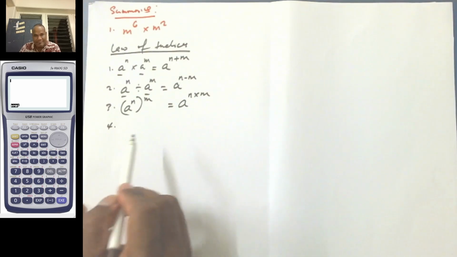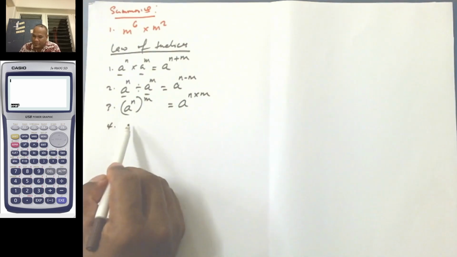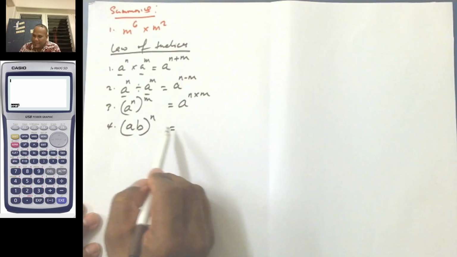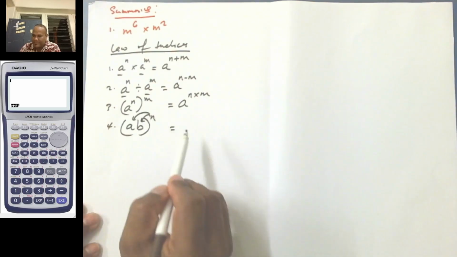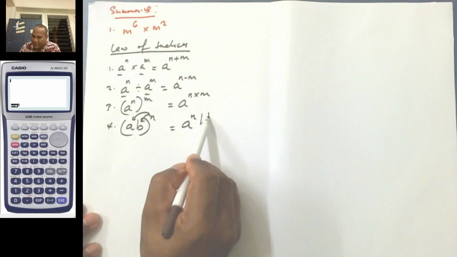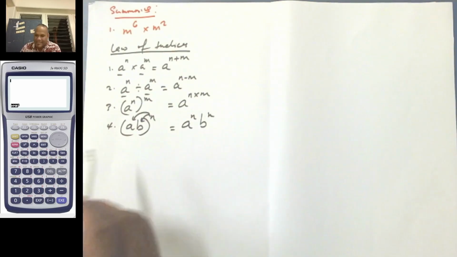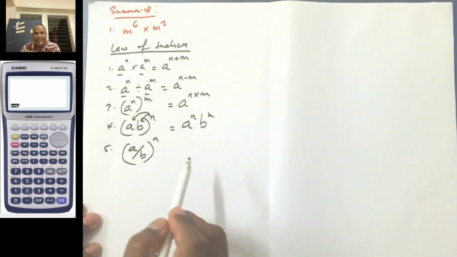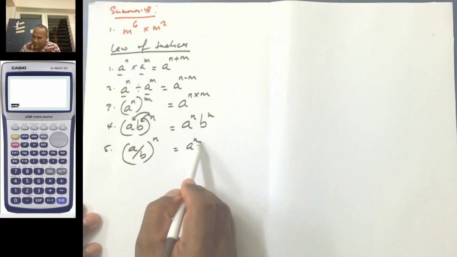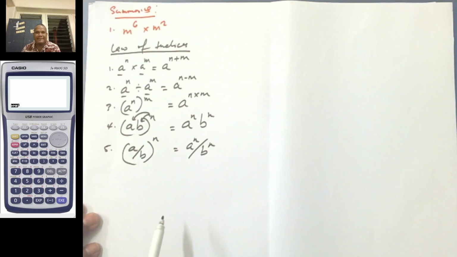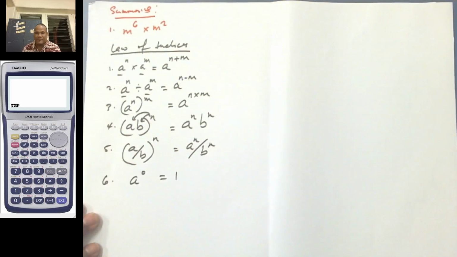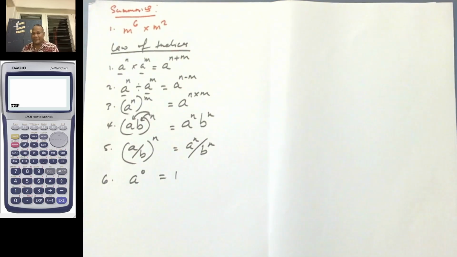And the fourth law says, if we branch them into two, ab to the power of n is equal to a to the power of n times b to the power of n. Similarly, if we have a divided by b, the whole thing to the power of n, this is a to the power of n divided by b to the power of n. And lastly, a to the power of 0 is equal to 1. These were the laws that I showed you in our last class.